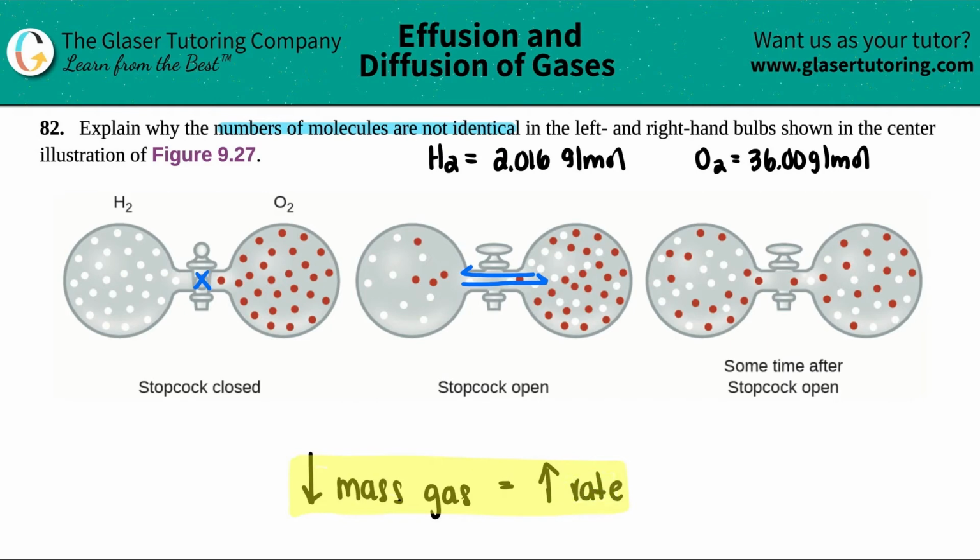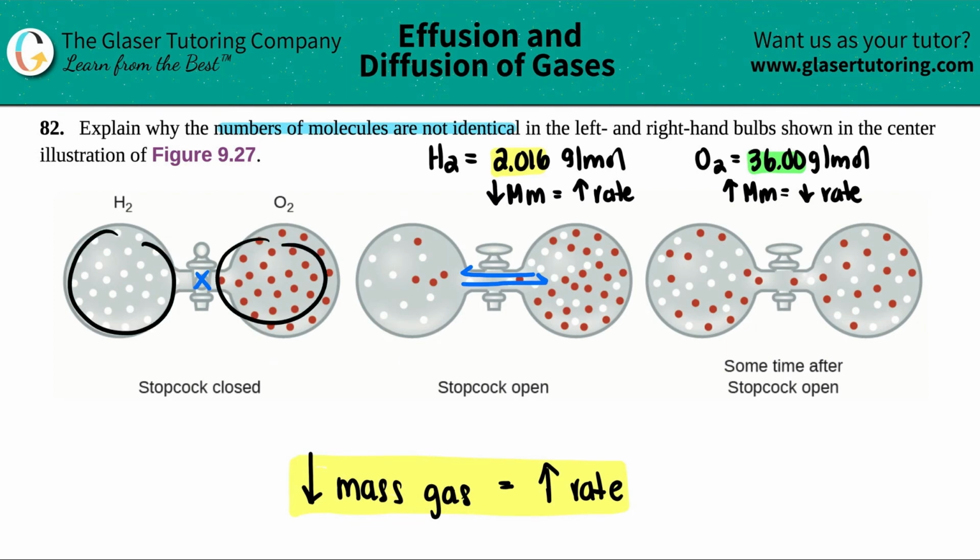So let's just look at the molar masses of H2 and O2. Well, H2 definitely has a lower molar mass than O2, right? So if we put that idea to mind, if this has a lower molar mass, and I'll just say that's mm, the rate of traveling is going to be higher. In this case, the molar mass is higher, so the rate at which it travels is going to be very slow.